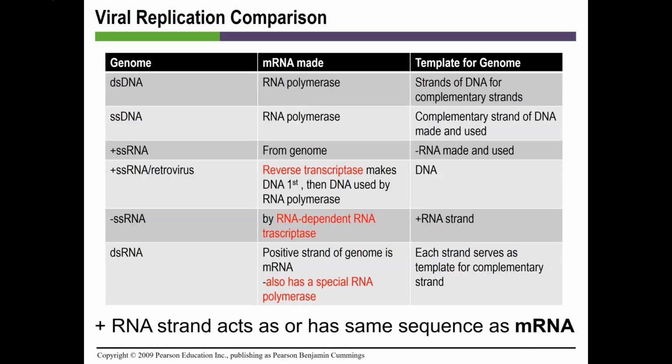This chart is not for memorization, but it is a comparison chart from your chapter and shows all of the different types of genomes and what the virus has to do in order to allow the cell to make message. Obviously, the virus has to make messenger RNA in order to make its proteins. New virions need protein, and they also need genome to package. What the virus uses as a template for a genome is also shown.